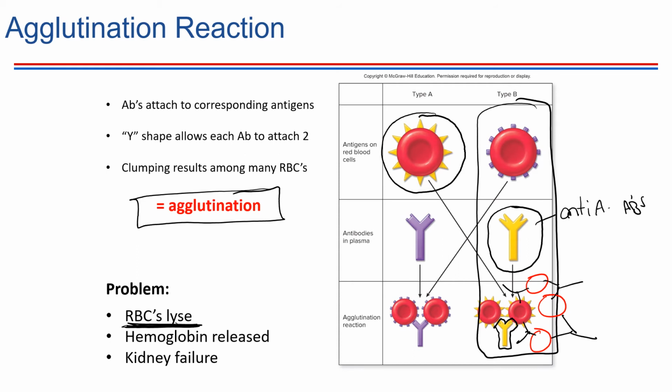And even these red blood cells clumping up aren't going to allow the kidneys to filter the blood. And so that's going to be really problematic. And with kidney failure, you can die pretty quickly. So this is a result of agglutination.